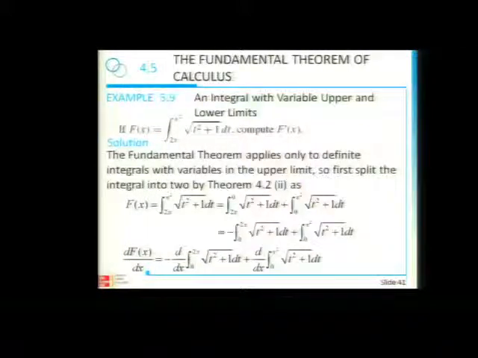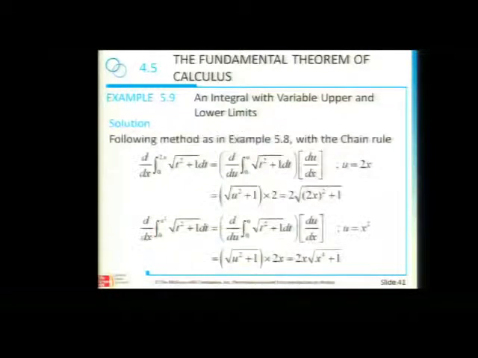We can use the chain rule as you saw in example 5.8, just now that one, to handle this situation when the upper limit is not x, but something else. So we apply the chain rule, right? Okay.